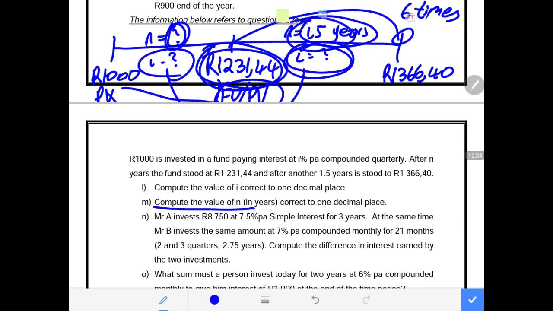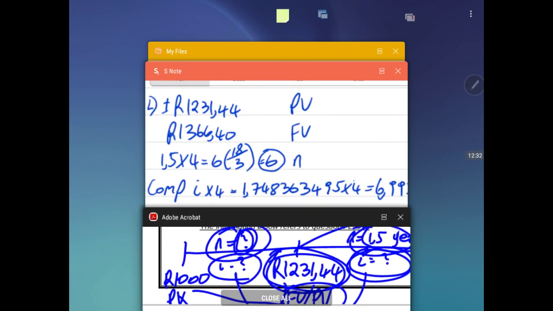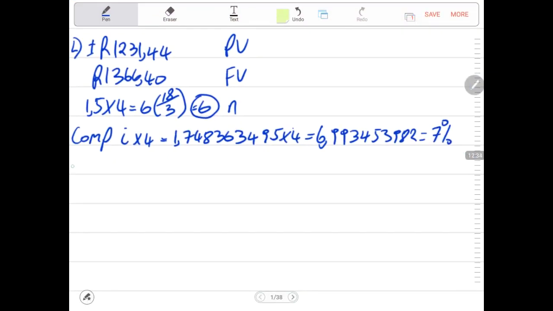Remember, we know our N here is 1.5, so this is the N that we are looking for. When 1,000 was invested and became 1,231, it stood at 1,231. Then we have our alphabet M. Then we say plus minus 1,000, which is the present value, the amount that was invested.